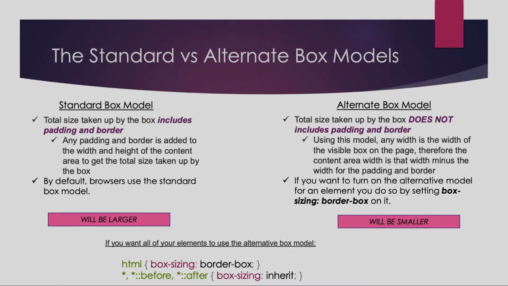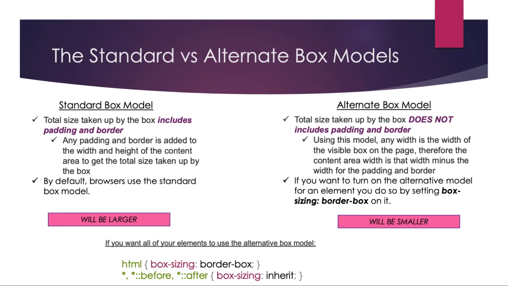So you may wonder, what's the difference then between the standard and the alternate box model? Very simply, one is going to be larger than the other. The standard will be larger than the alternate. Why? Here's why. The total size taken up by the box for the standard model includes both the padding and the border. For the alternate model, it doesn't.